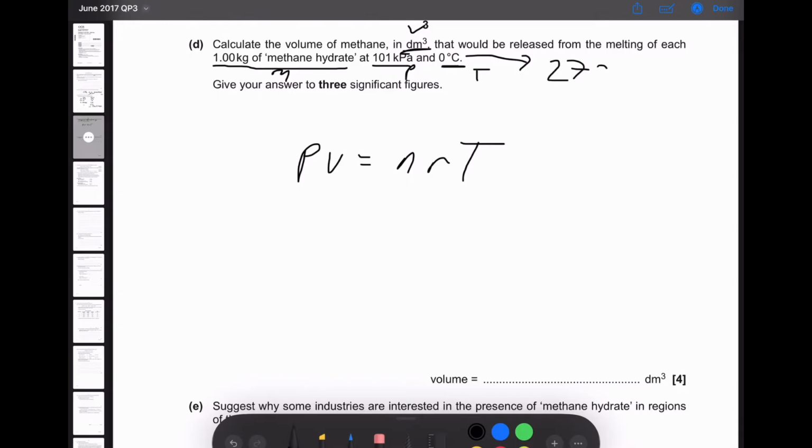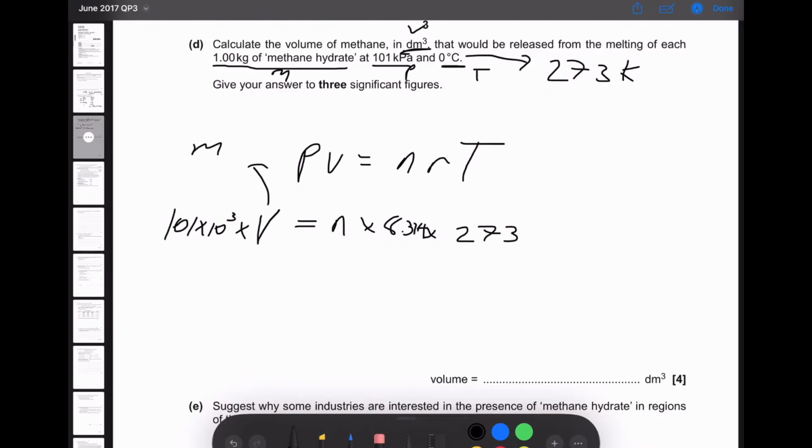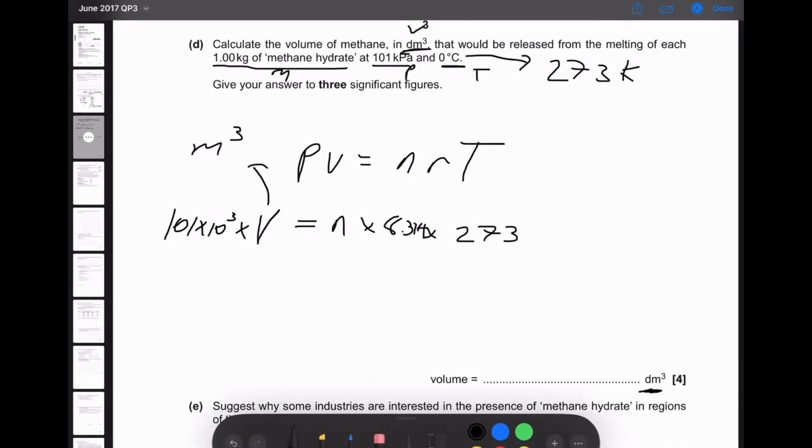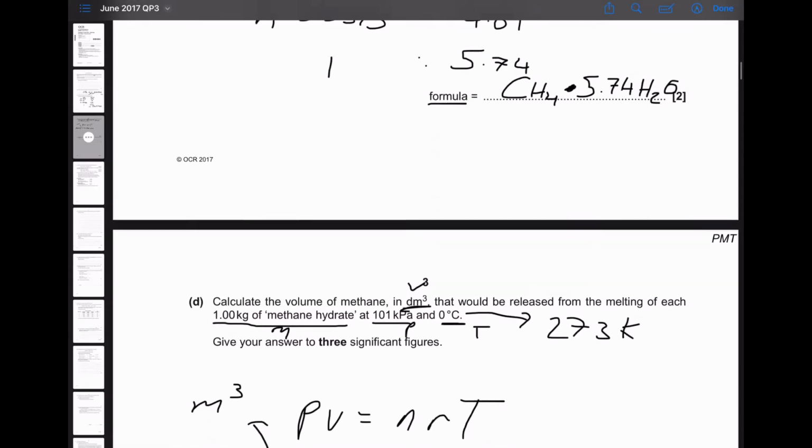T should always be in Kelvin. So we've got 273 Kelvin. Is that right? Yes, it is. Awesome. So 273 times 8.314, that's your gas constant. That is in your formula booklet, times number of moles we've got to find next is equal to our pressure, which is going to be 101 times 10 to the 3, because it's got to be in pascals rather than kilopascals, multiplied by our volume, which is what we're finding. Now, just a quick thing. Volume is going to be in meters cubed. That's just how it comes out, so we've got to convert that at the end. So, let's find our number of moles.